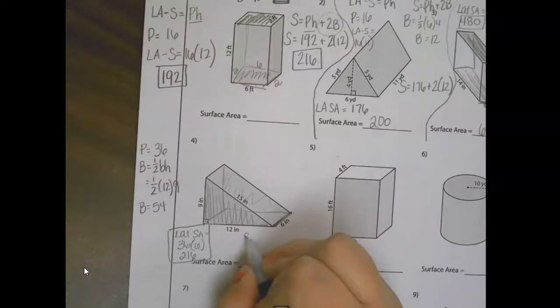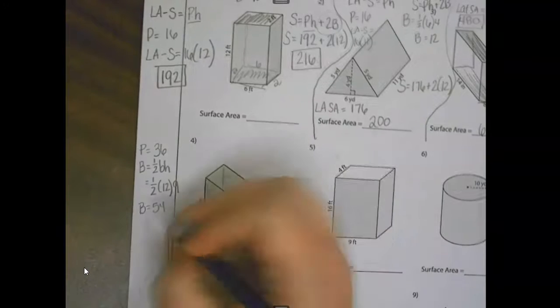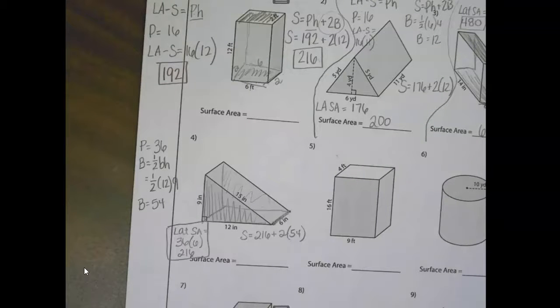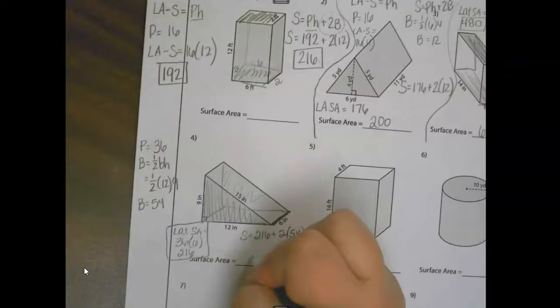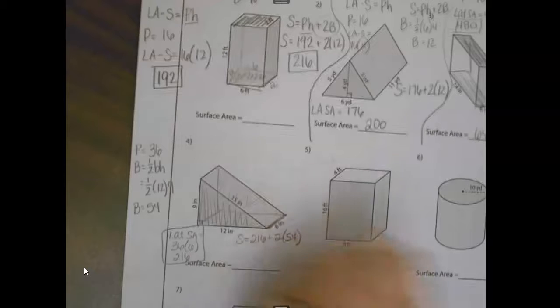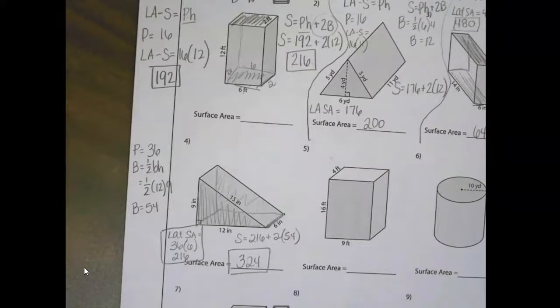My total surface area, I take that lateral plus add the 2 bases. So 2 times my bases, because I have 2 bases I need to add to it. All right, so 216 plus 2 times 54 is 200. Nope, I did that wrong. Sorry. Oh man. Sorry, guys. Oh, that's better. Sorry, I had to re-look at it. 324. Okay.